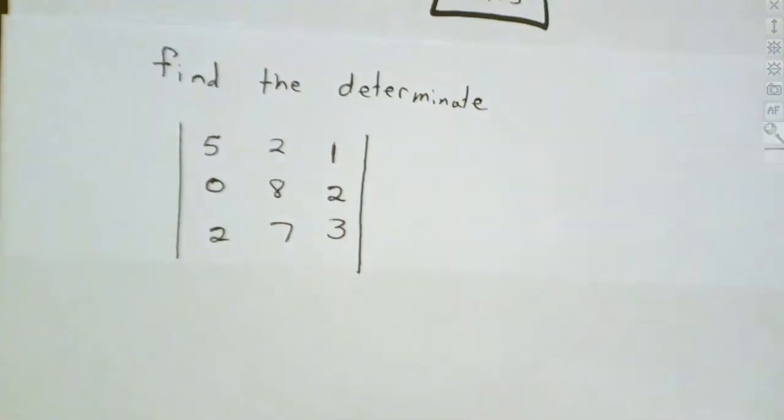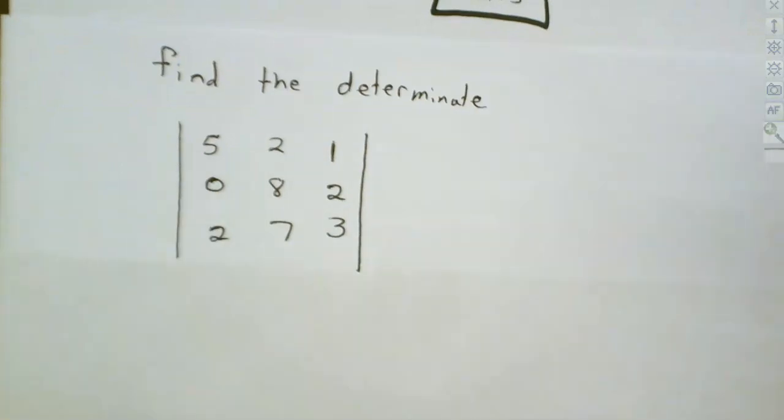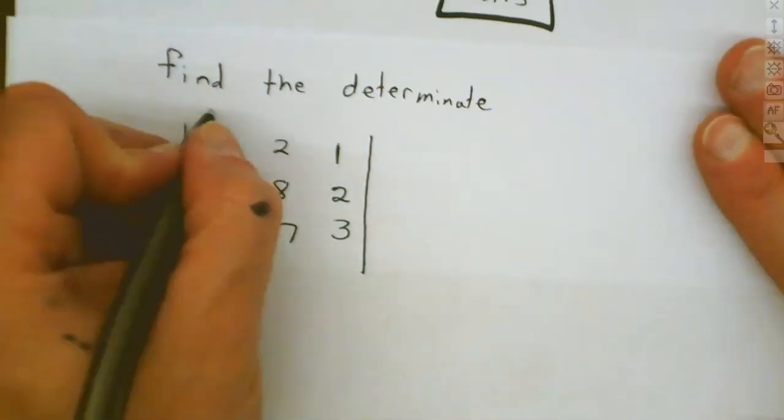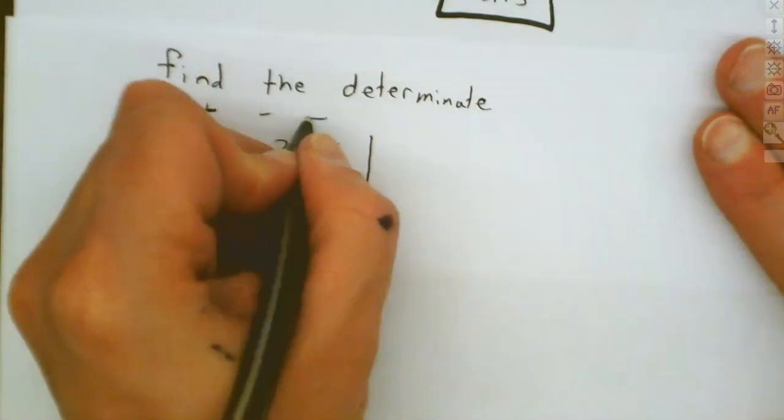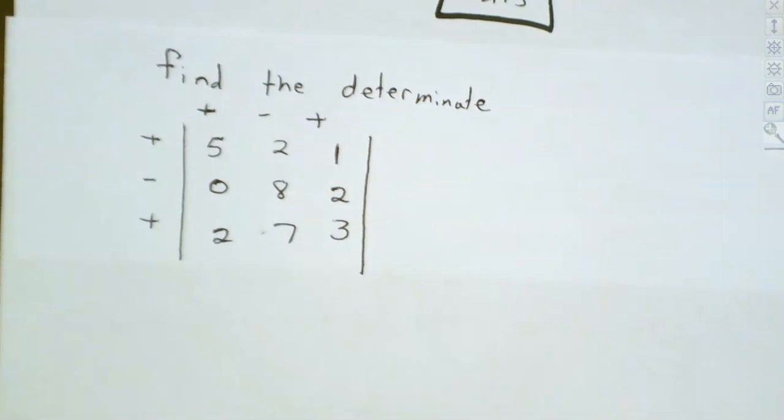This one's going to be easier. And why it's going to be easier is because of the 0. We always first keep track of the signs. So how do they go? They go plus, minus plus, plus, minus, plus. That is how they go. So this is called cofactor expansion. When you do cofactor expansion, that's how the signs go. Plus, minus, plus. They always switch back and forth.